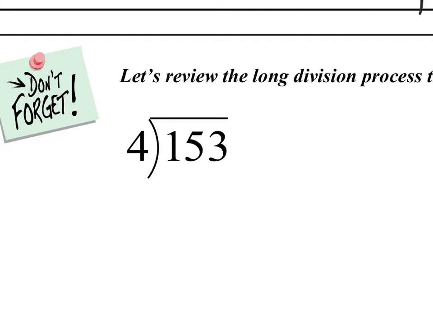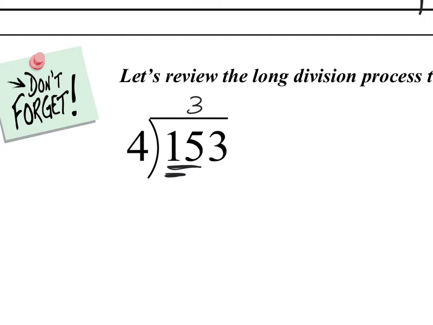First thing we want to do is see if 4 can go into 1. Can 4 go into 1 at all? It cannot. So we bring the next number down, so we look at 15. Can 4 go into 15? The answer is yes. How many times? 3. So 15 divided by 4 is going to be 3, and there's going to be some remainder left over. So it's not going to divide perfectly.